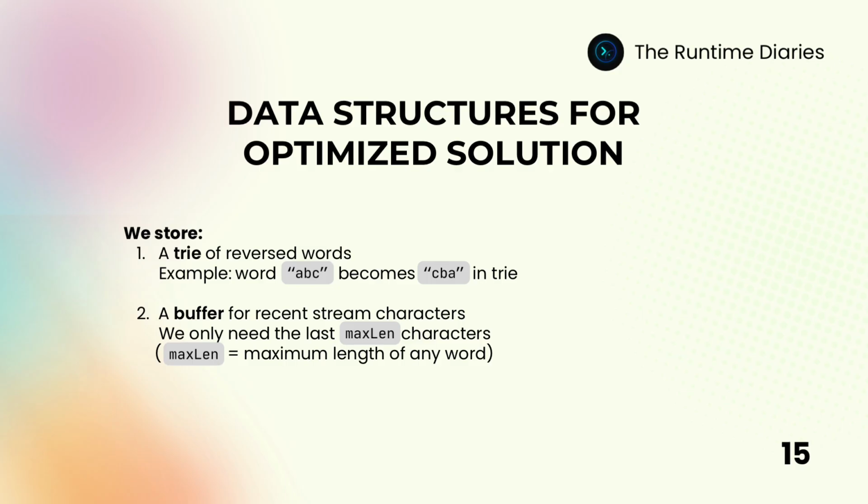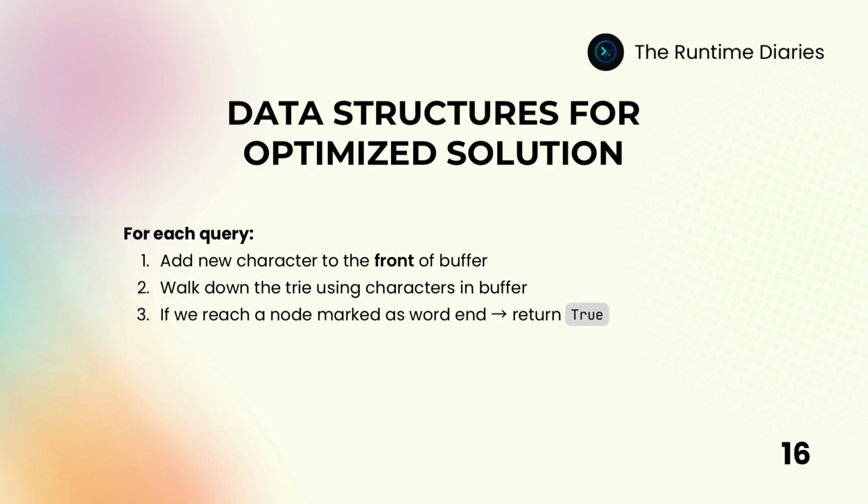We only need to remember the last max length characters, where max length is the length of the longest word in the dictionary. Why? Because if the longest word is 10 characters, we'll never match anything longer than that, so we can safely forget anything older. We'll use a deque, double-ended queue, for this buffer because it lets us add characters to the front in O(1) time. For each query, here's what happens.